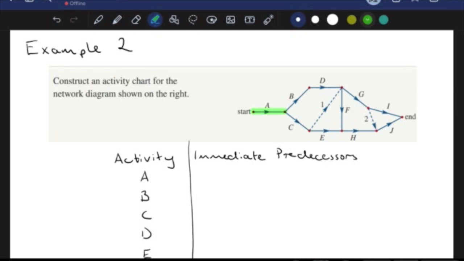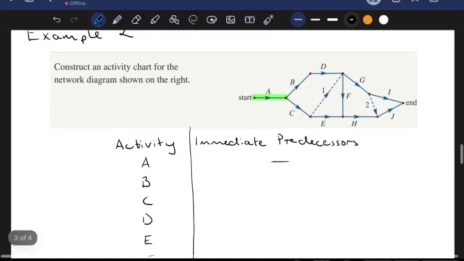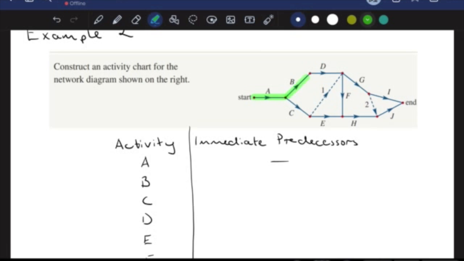From the start, we have activity A. That means activity A is our starting point. It has no immediate predecessors, so we draw a little dash through it. And we branch off from there to B and C. So the activities B and C both have A as an immediate predecessor. Now, activity D has an immediate predecessor of B, so I can write that in. And E has an immediate predecessor of C, as we can see here.